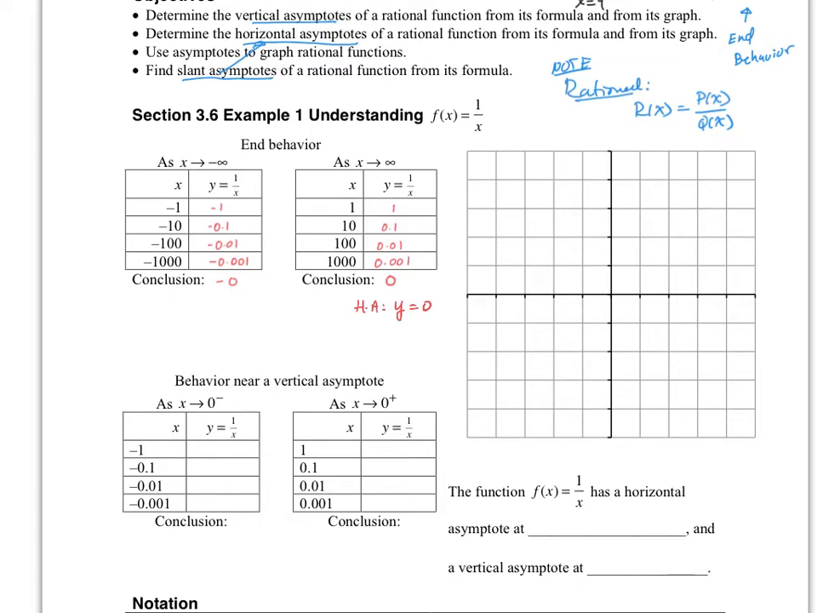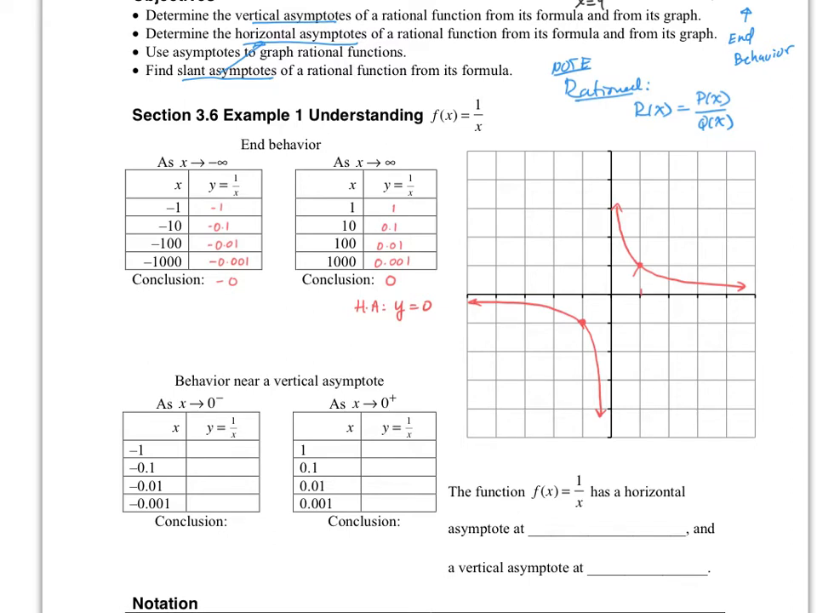So the graph will look like this. When x is 1, this will be 1. Obviously we're not going to go to infinity. When x is minus 1, this is minus 1, the graph will look like this. Okay? So you can see that the end behavior is going to be what I just told you. As x goes to infinity, this goes to 0. And as x goes to minus infinity, this goes to 0 also. This is going to be very important once you take calculus.